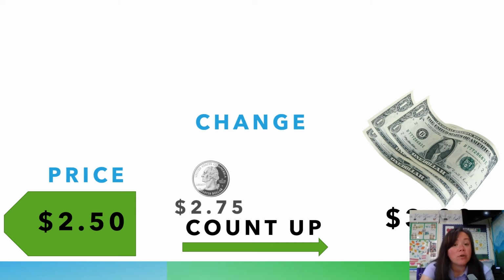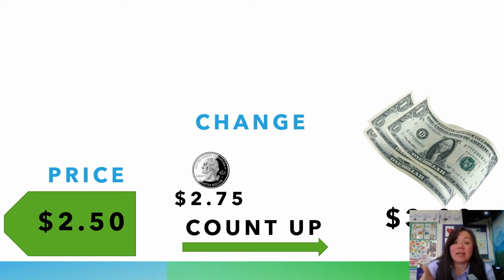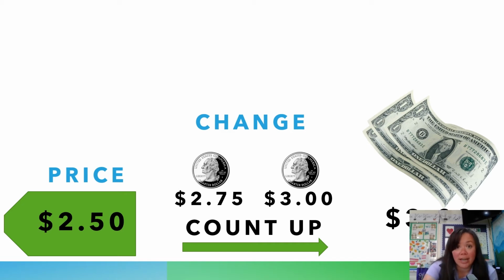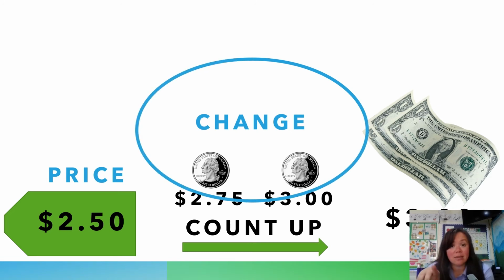If we added 1 quarter, now we're up to $2.75. So we started at $2.50, now we're at $2.75. If I add 1 more quarter, bingo, we're all the way up to $3. So we just counted up from $2.50 to $3. How do I know what change I get back? It's those coins right there in the center. 25 and 25 is a total of 50 cents. So if the price was $2.50 and I paid $3, I get 50 cents back in change. That's kind of how it works.